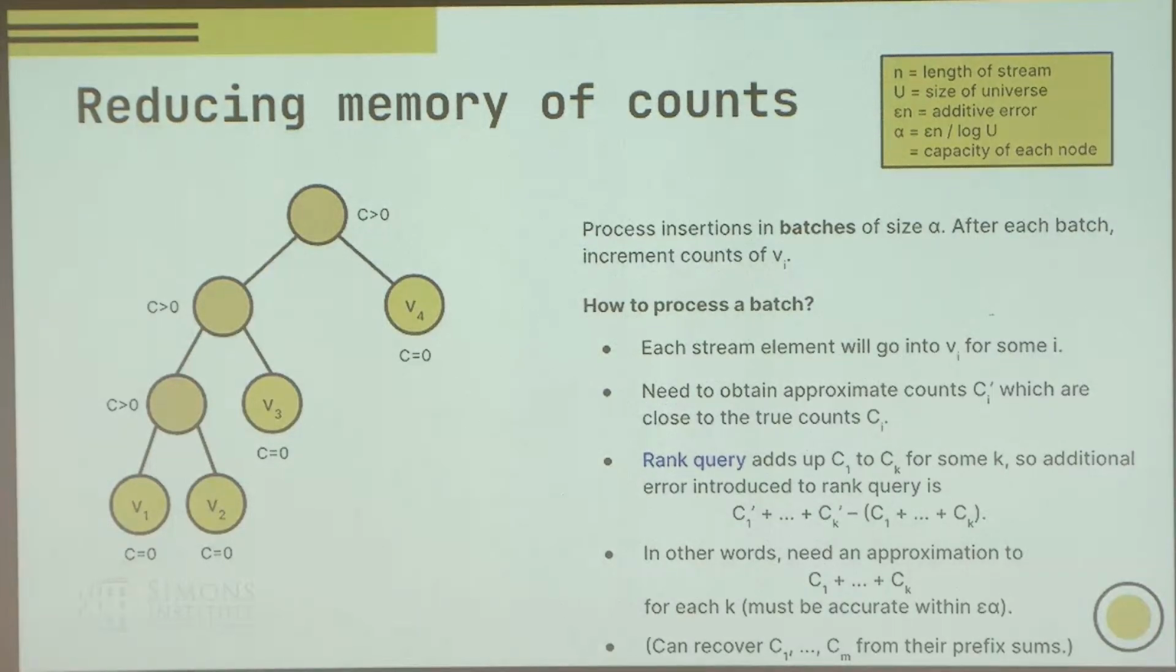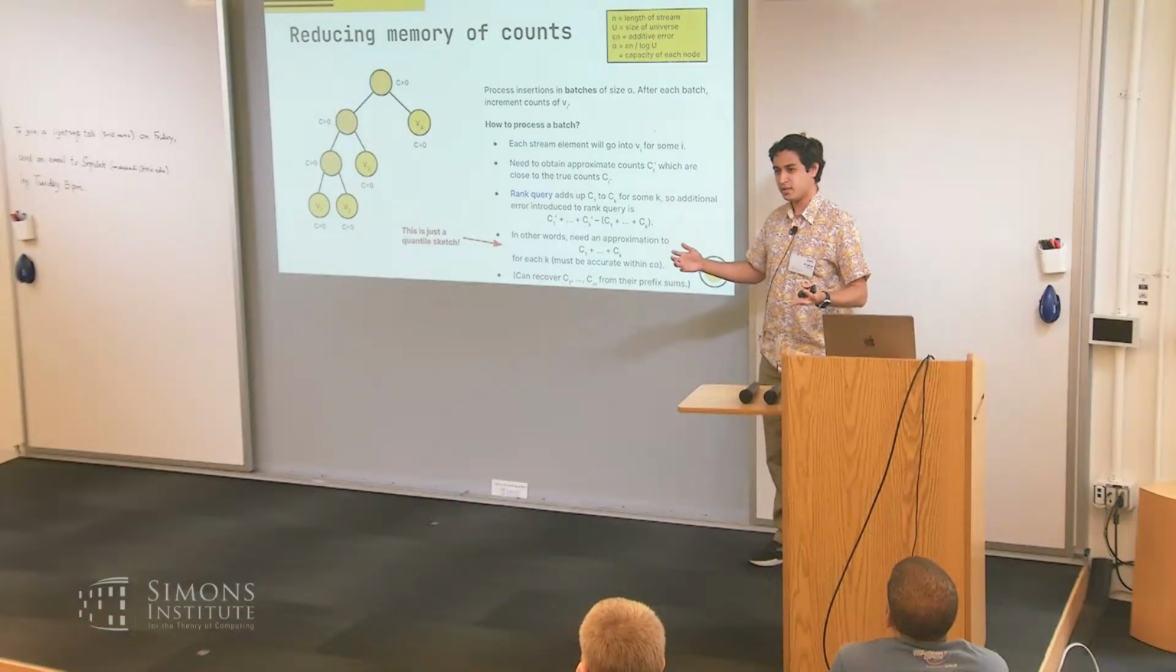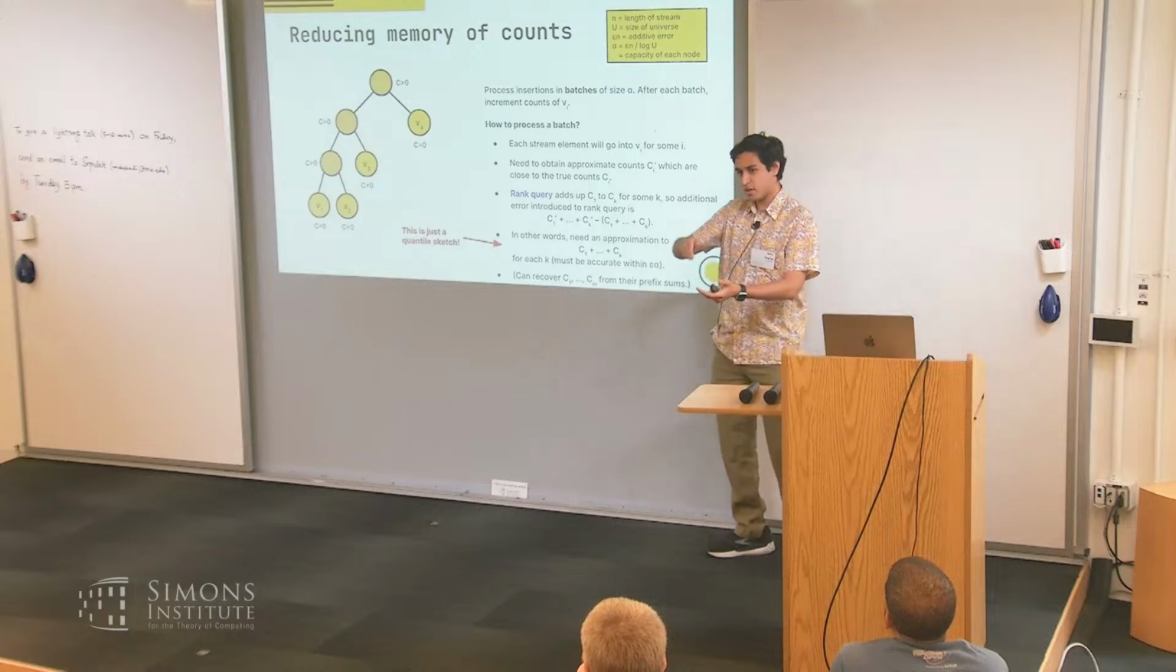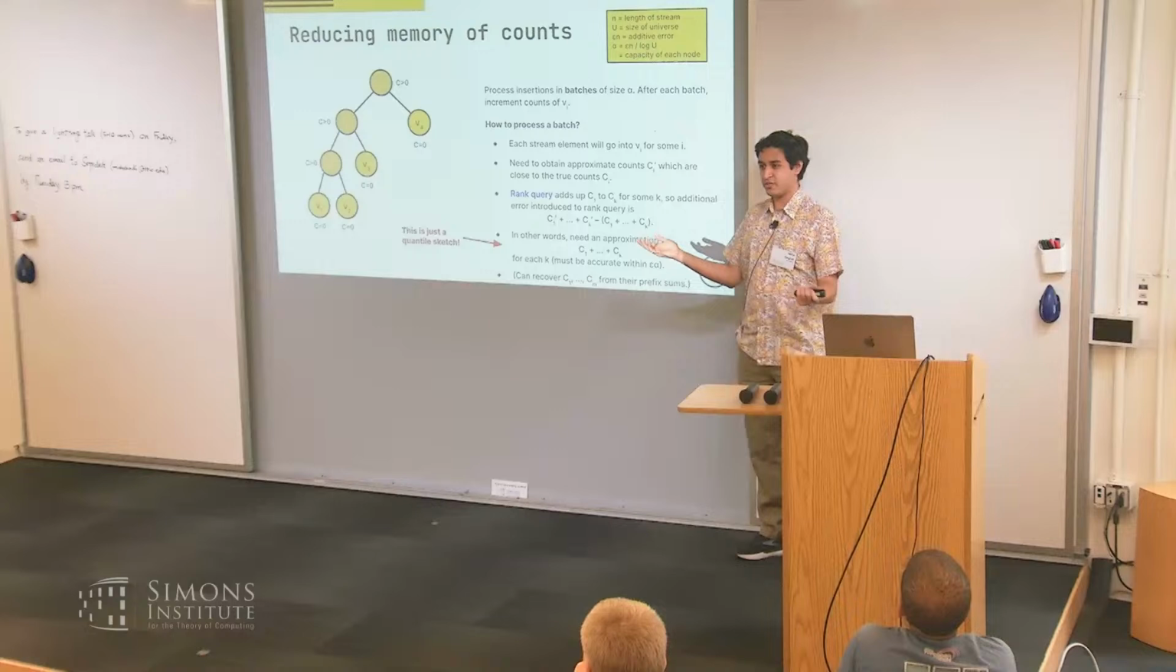Is there another binary tree somewhere? What does that mean? Well, something that stores the prefix sums. Yeah, like a quantile. Yeah, this is another quantile sketch. So that's the punchline of this algorithm: asking for C1 plus dot dot dot plus CK is just asking for the rank of Vk plus 1 in this smaller stream of size alpha. You have the stream of size alpha, and you want the number of instances of V1 through Vk in total. That's just asking for the number of stream elements less than Vk plus 1.